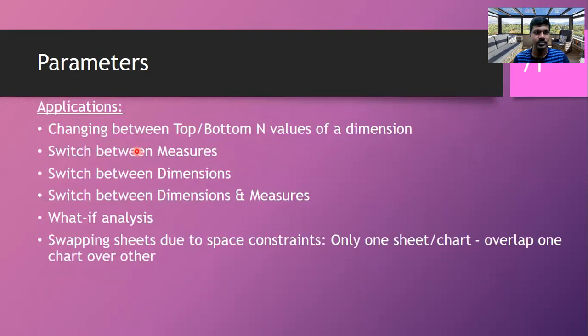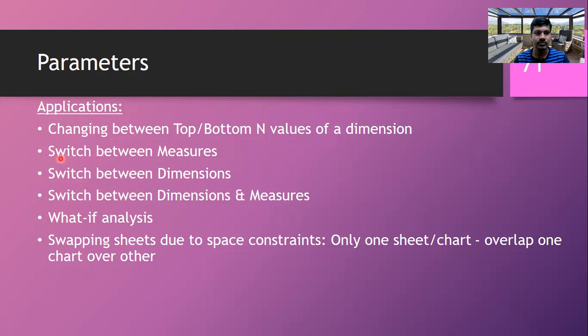Now let's see the use cases of parameters. There are different applications of parameters, and some of them have been listed here. First, changing between top and bottom end values of a dimension. Let's say that during a conversation with a client or top management, somebody wants to see the top 5 sales, or the top 3 sales or top 10 sales. So this is a dynamic requirement, and in order to cater to that, these parameters are very useful.